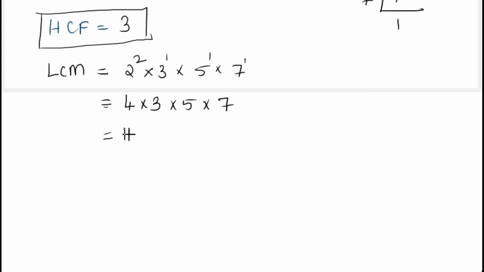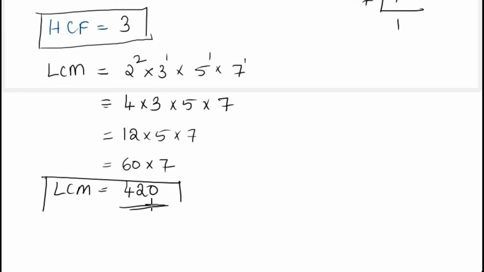4 3s are 12 multiplied by 5 multiplied by 7. 12 5s are 60 multiplied by 7. 6 7s are 42. So 60 7s will give you 420. So हमारा LCM मिल गया, 420. This is the answer. HCF is 3.